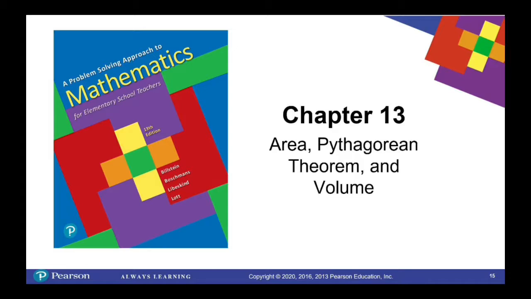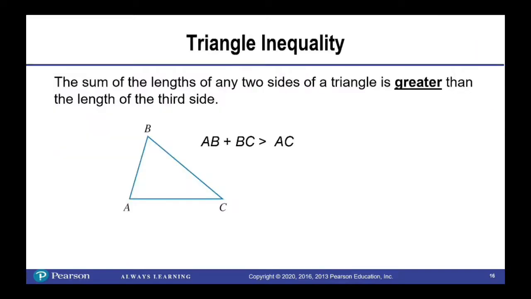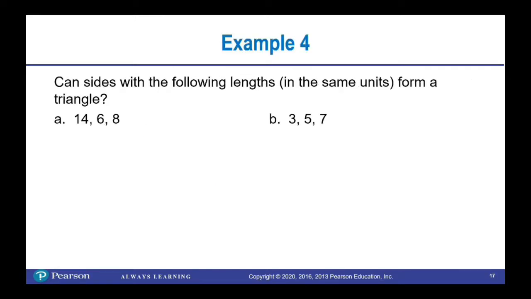So let's get started. We talked about the triangle inequality in chapter 12, and we reviewed the triangle inequality here in chapter 13. The triangle inequality says that the sum of the lengths of any two sides of a triangle has to be greater than the length of the third side. In example 4, we want to know, can sides with the following lengths form a triangle?